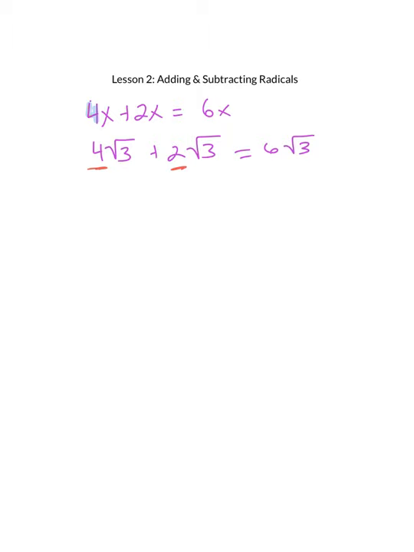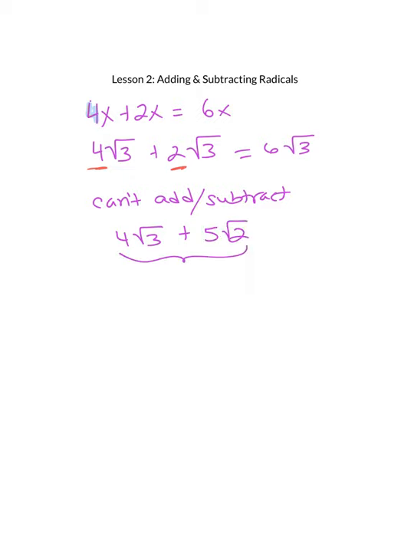So the radical kind of works like a variable, like an x, and you can't add unlike terms, so you can't add or subtract. If I gave you like 4 radical 3 plus 5 radical 2, this is a binomial. And it can't be added or subtracted, can't be combined, because they don't have the same number under the radical. So you need the number under the radical symbol to match, just like you would need an x to match. You can't add an x with a y. Okay, it's the same exact concept.